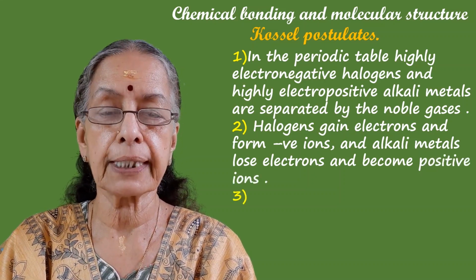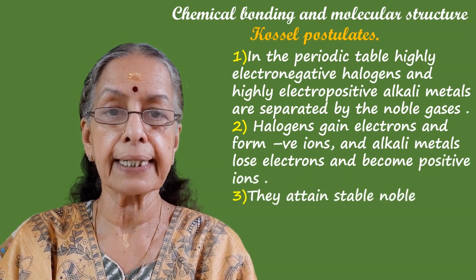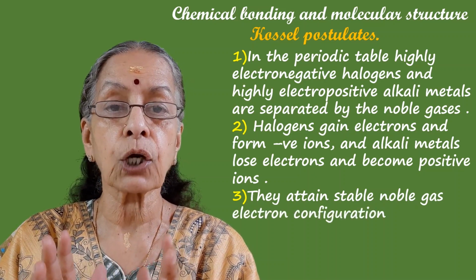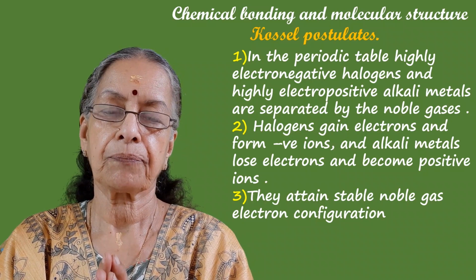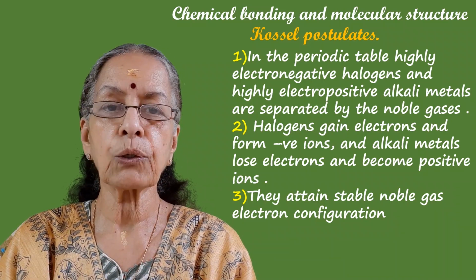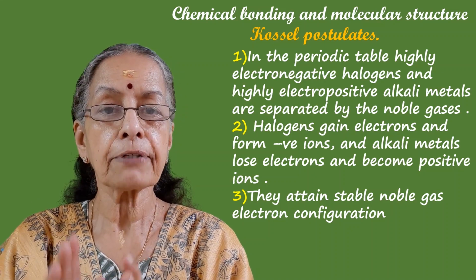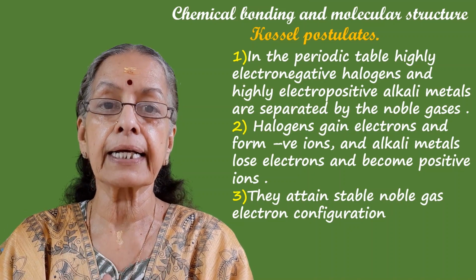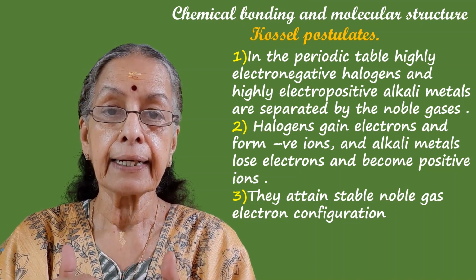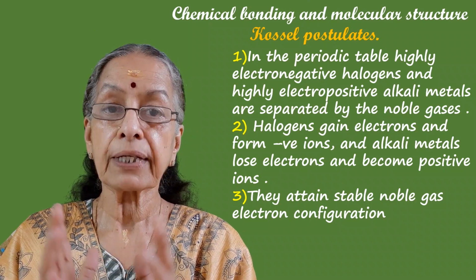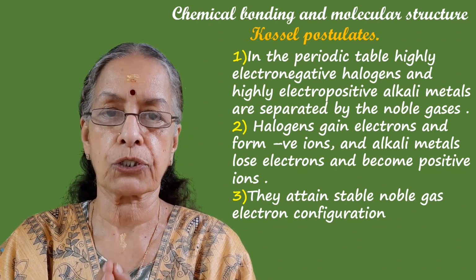The third postulate is by losing or gaining electrons, they attain noble gas electron configuration. That is 8 electrons in the outermost shell. The 17th group elements we have seen have 7 electrons in their outermost shell, and when they gain 1 electron, they attain the corresponding noble gas structure with 8 electrons in the outermost shell.